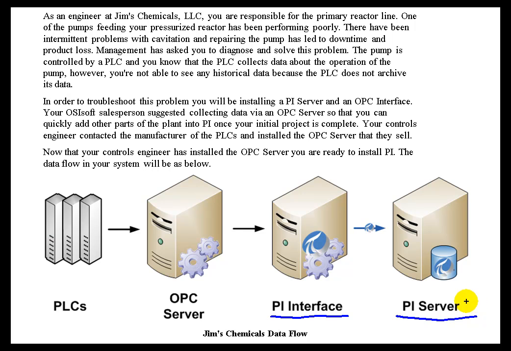Now typically the first step in installing Pi is determining what kind of architecture you're going to have. Are you going to have one Pi server or multiple Pi servers so that you can do high availability? Are you going to have everything on one computer or a separate computer for the interfaces, etc.? And what we suggest is you talk to, first and foremost, your sales representative from OSI. That's their mandate, to make sure you get these answers.